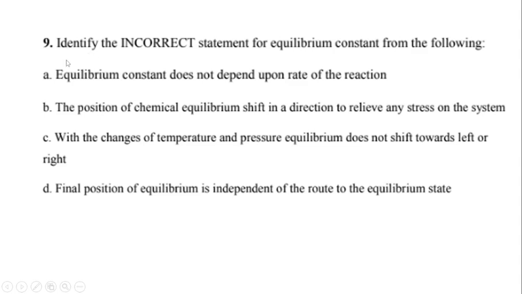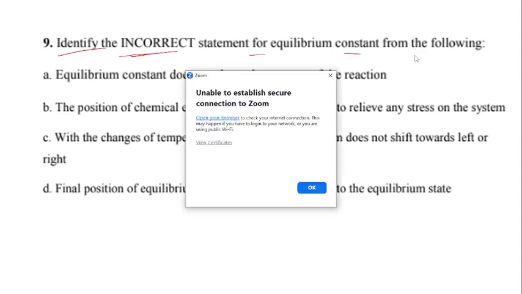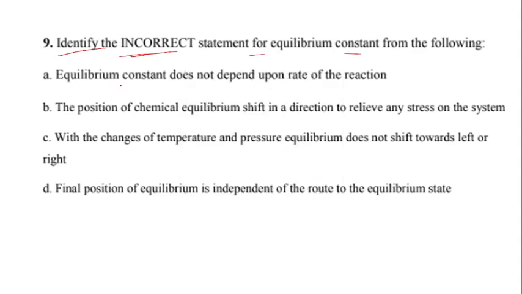Question number 9. Identify the incorrect statement from the following. So we need to find the incorrect statement. A: equilibrium constant does not depend upon the rate of reaction. Yes, it is a correct statement, because if your rate of reaction is fast, then your equilibrium will be reached fast, but the concentration of product and reactant will not change.